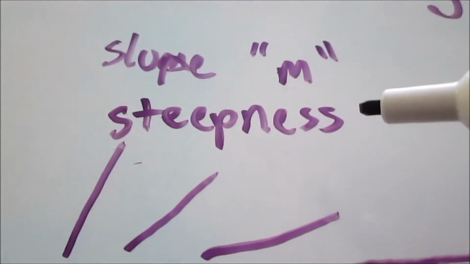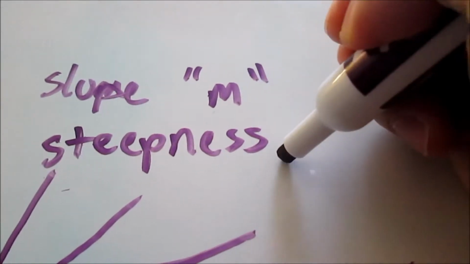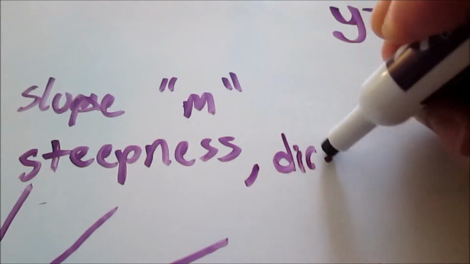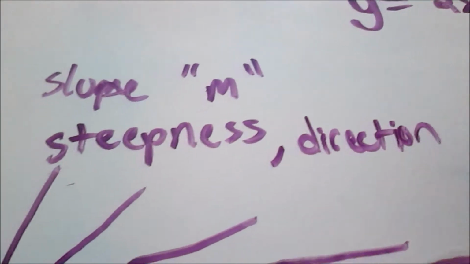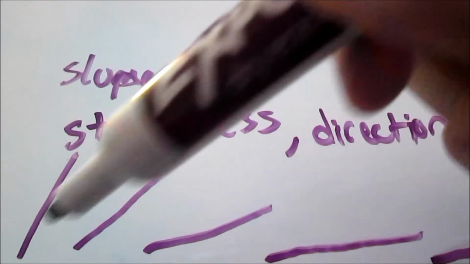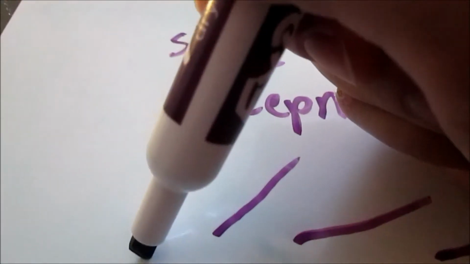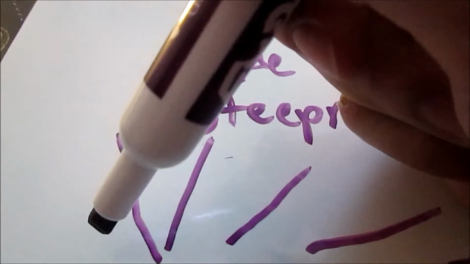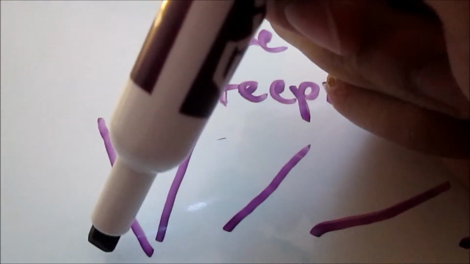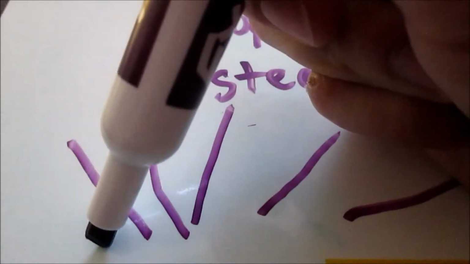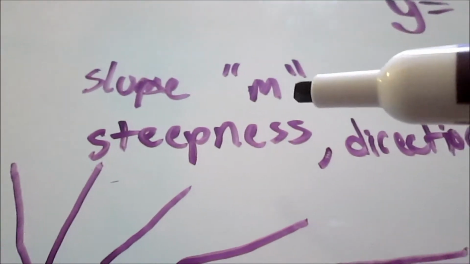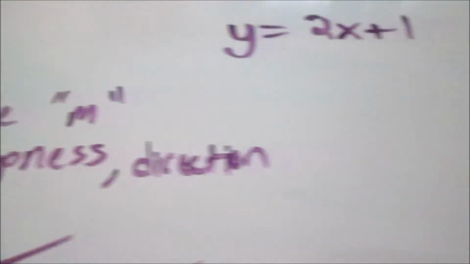Now, in addition to steepness, it also determines direction. So notice how I drew my lines from left to right going up. They can also go the other way, right to left going up. Again, varying in steepness. Very steep, somewhat steep, flatter, and then all the way to flat. Okay, so slope m determines steepness and direction.